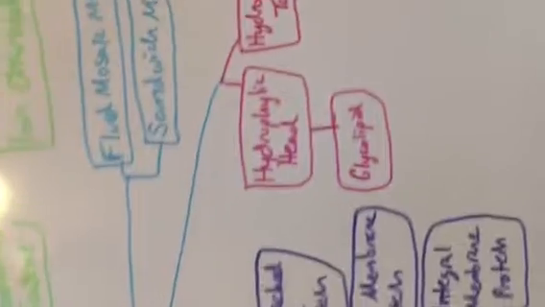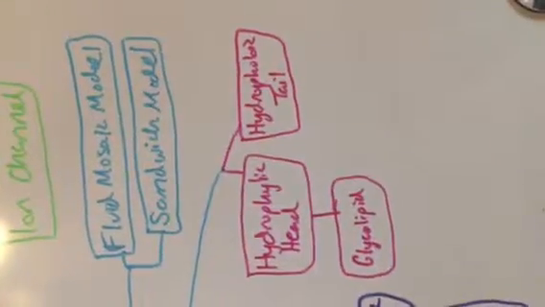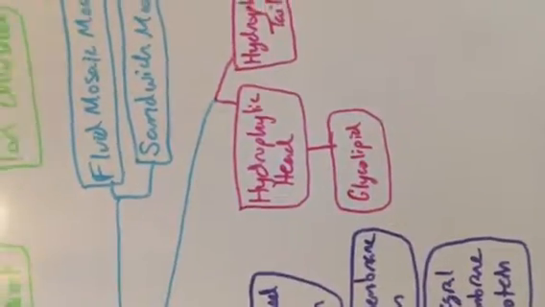Now, with these lipids that make up the phospholipid bilayer, they have a hydrophilic head, which means they like water, and a hydrophobic tail. I put glycolipid here because those are attached to the hydrophilic heads.